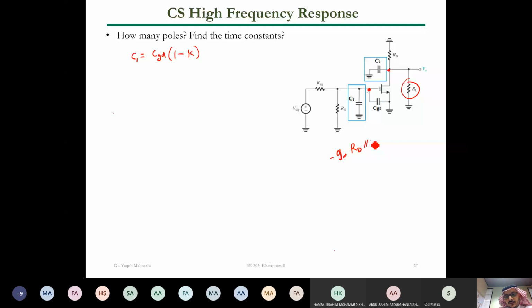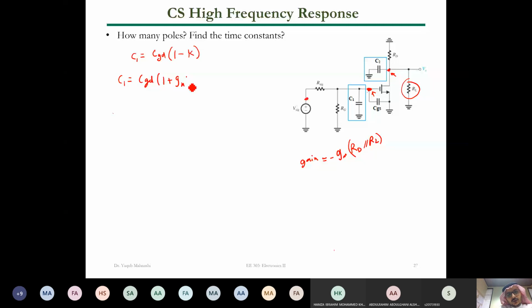So this is K, or this is the gain that we have here, okay? Between this node and this node. It's not the overall gain voltage coming from V signal to the V output. It is only between the gate and the drain, because this is what we are interested in, the CGD. So we need to find the gain between these two nodes. So C1 will be what? CGD times 1 plus GM RD in parallel with RL.